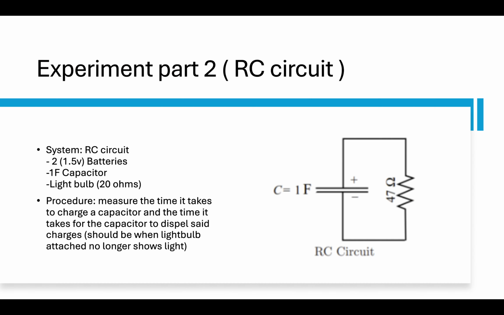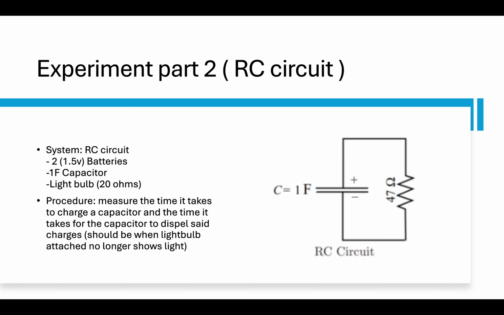So our part 2 is a different circuit. It's an RC circuit. So 2 batteries in series, and then a capacitor and a light bulb. And so we're going to measure the time it takes for the capacitor to be charged and discharged. And we're going to do that through watching the light bulb.